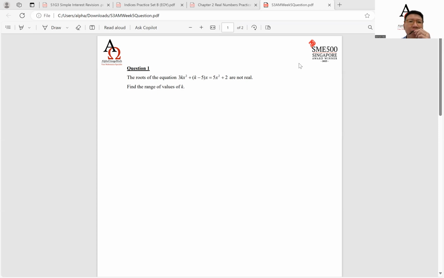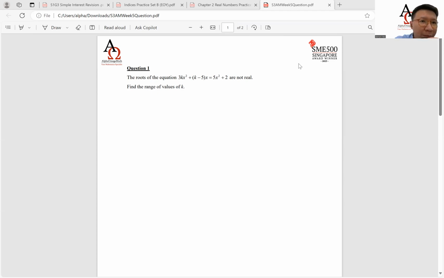In our previous Sec 3 A Math lesson, we covered roots as well as the three conditions of roots being not real, equal, as well as two distinct real roots. So today we're going to look at a question that's a bit different, when the range of values actually ends up being a quadratic equation. Let's see what happens here.